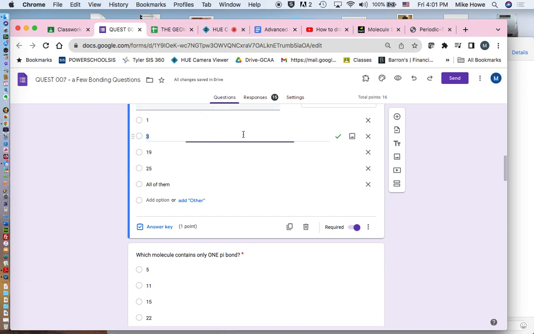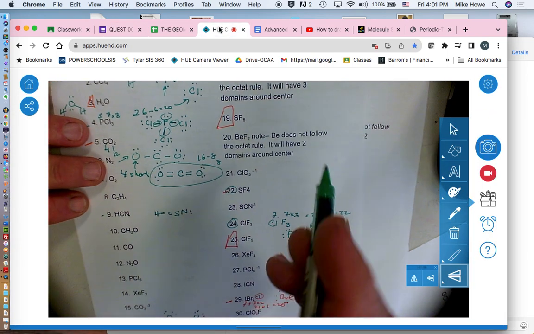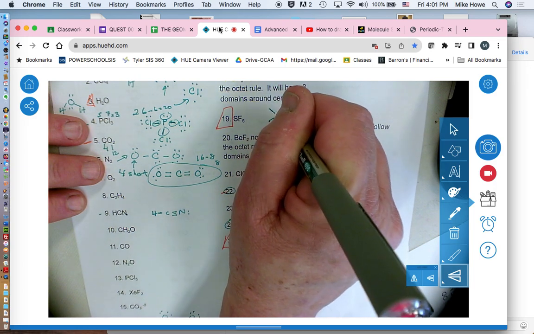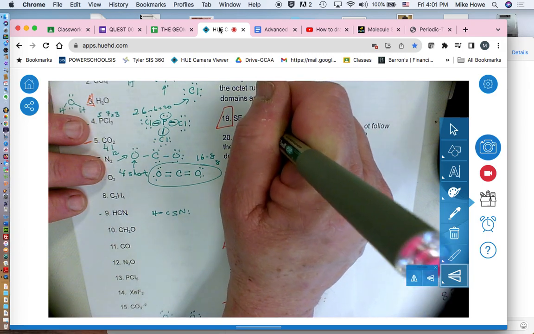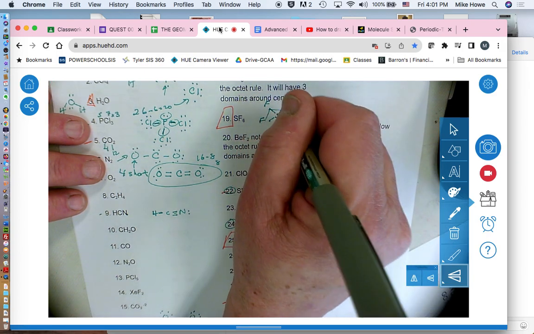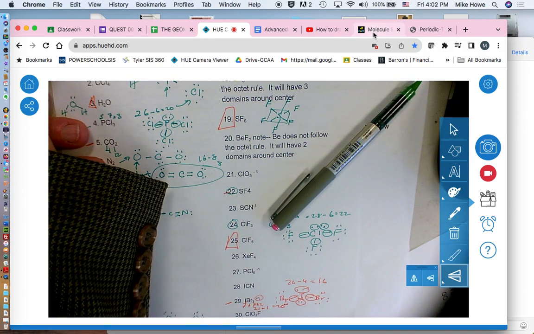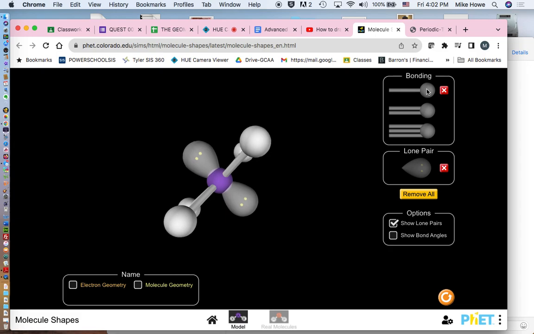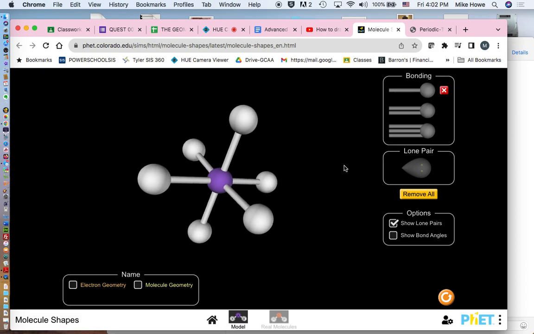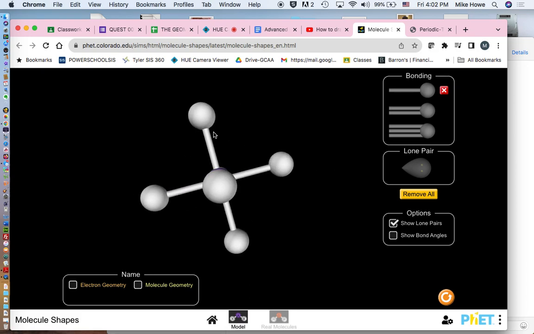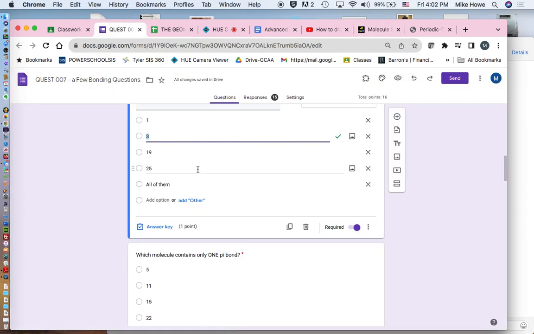It was water. Number 19 and number 25, if I do a quick look at those, 19, SF6 will end up looking like this. Definitely not flat. Okay, so that's going to be this. It's called an octahedral. Looks like this. Like that. So definitely not a flat molecule. And the other choice was number 25, which was ClF5, which we already drew a minute ago, and that was the T shape.